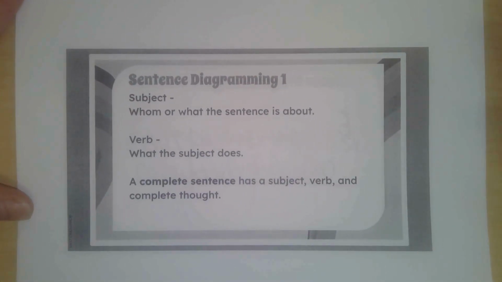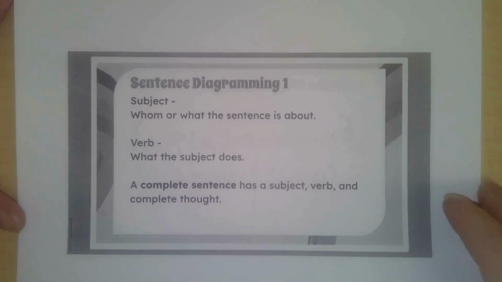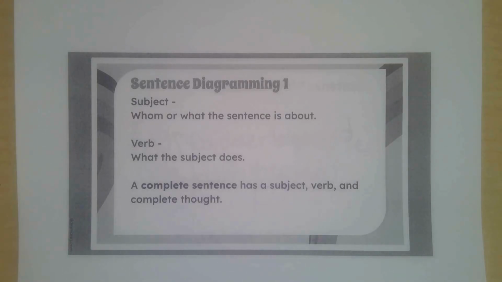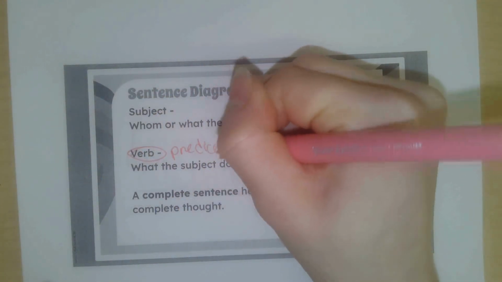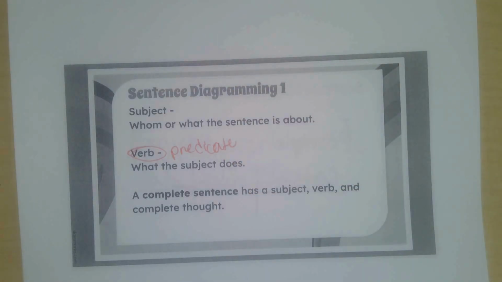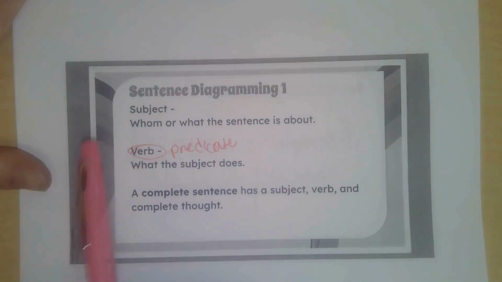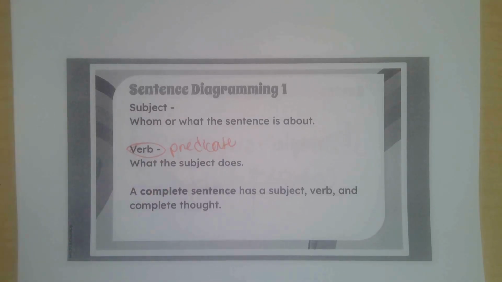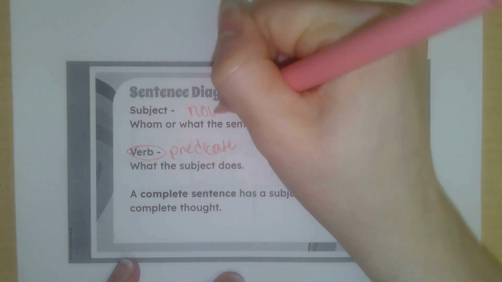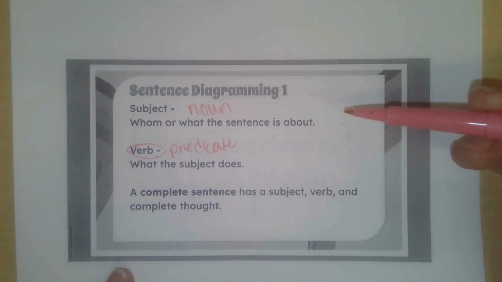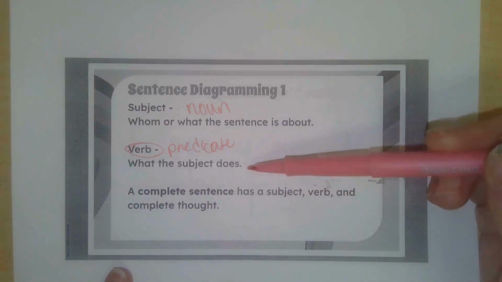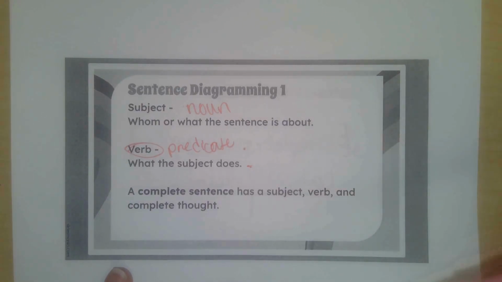So, starting off, we need to know what a subject and a verb are. Some people will call these subject and predicate. The verb can also be called the predicate. But for our purposes and for keeping it simple, we're just going to call it subject and verb. The subject is a noun. It will always be a noun. This is whom or what the sentence is about. The verb is what the subject does, or the predicate is what the subject does.